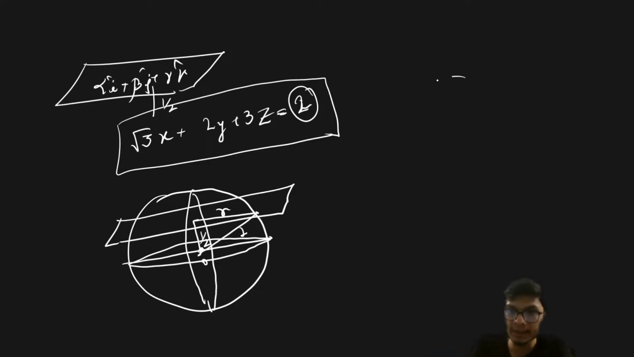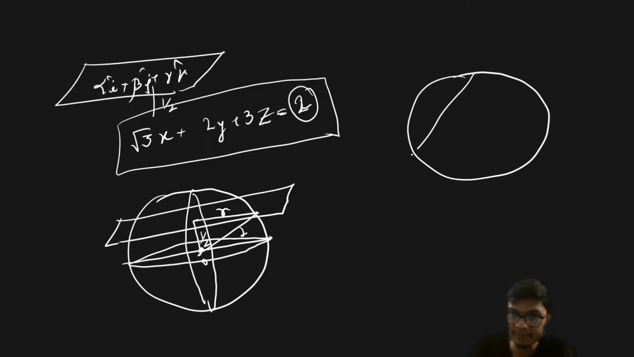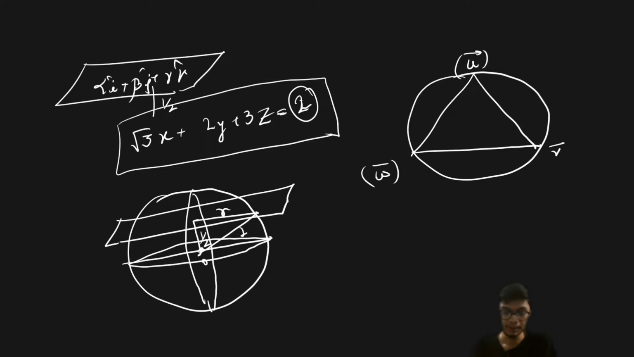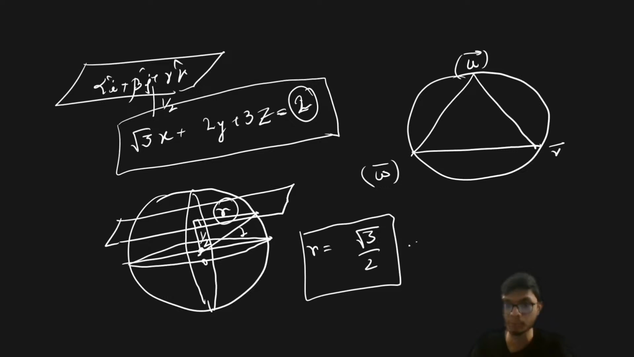So what I'm trying to do is that there is a circle here, and this is the equilateral triangle, and the vertices of the equilateral triangle are given by the position vectors u, v, and w. That is what the question is trying to convey. If you look at this r, and I first calculate this r from the right angle triangle formula, r will come out as root 3 by 2, just using the Pythagoras theorem.